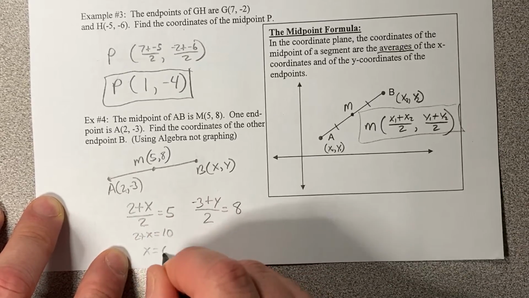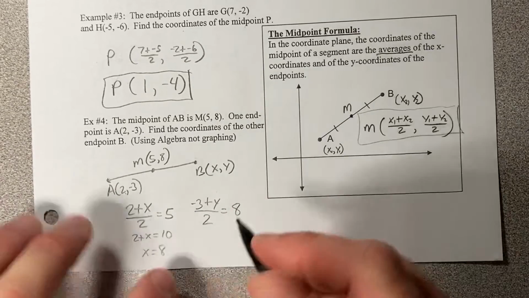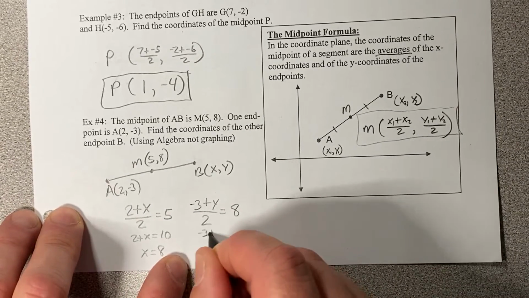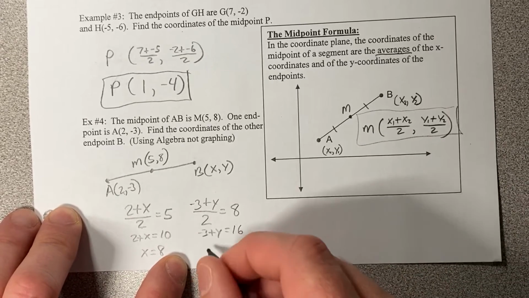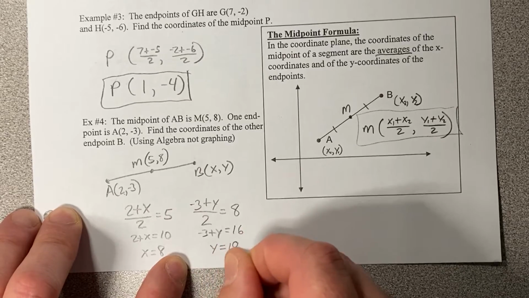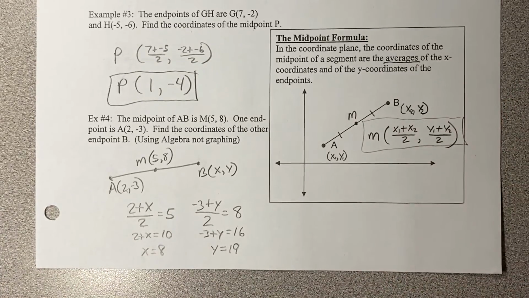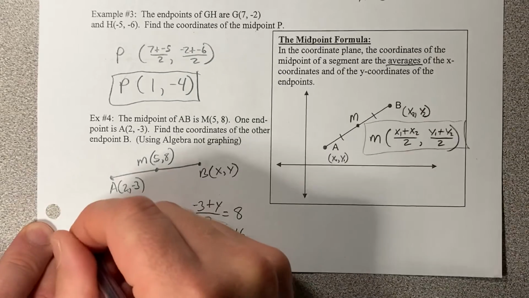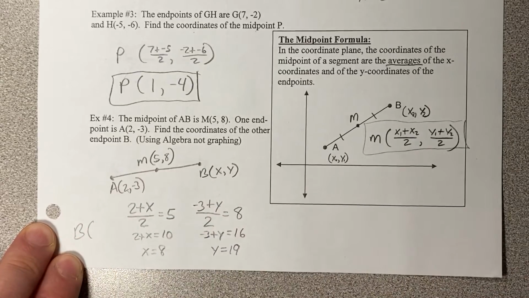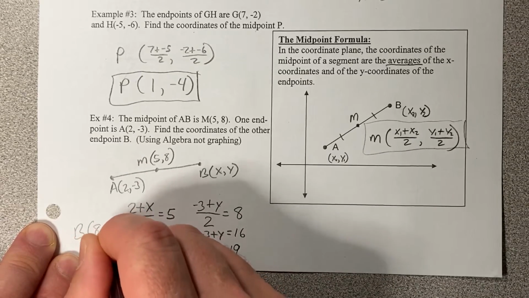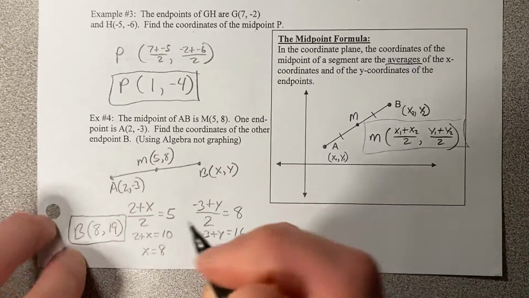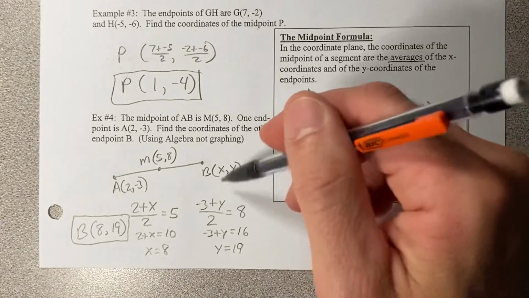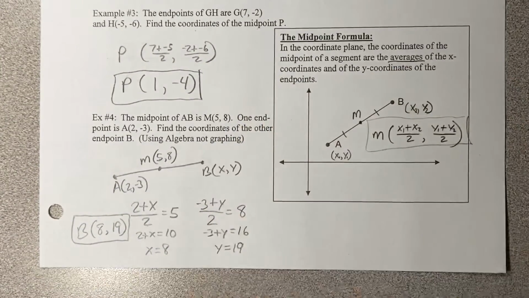Subtracting 2, I get an x value of 8. Times by 2, add the 3, I get a y value of 19. And because it wants us to find the coordinates of the other endpoint B, we want to write it as such. We have B, and its coordinates are (8, 19). So we used variables of x and y to allow us to solve for an endpoint.